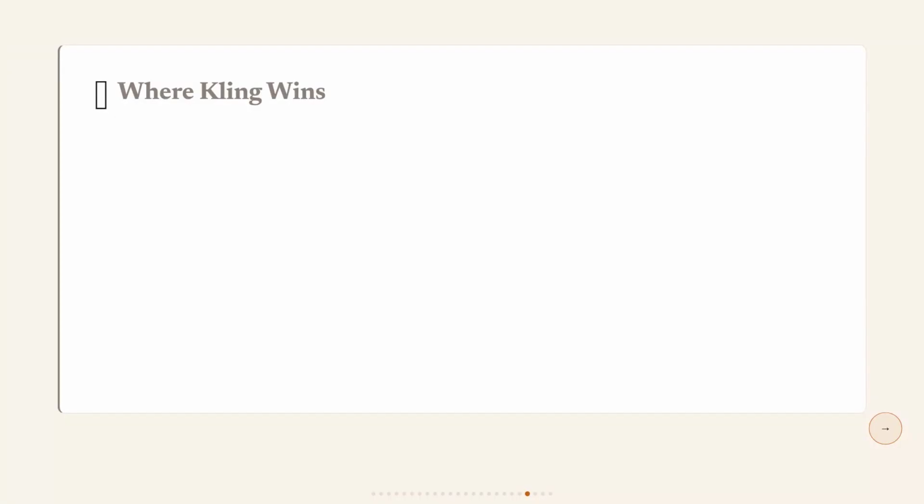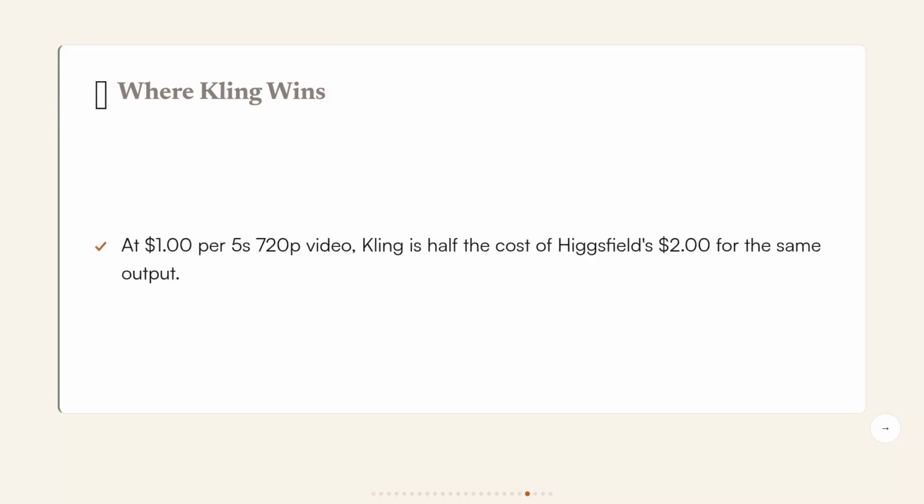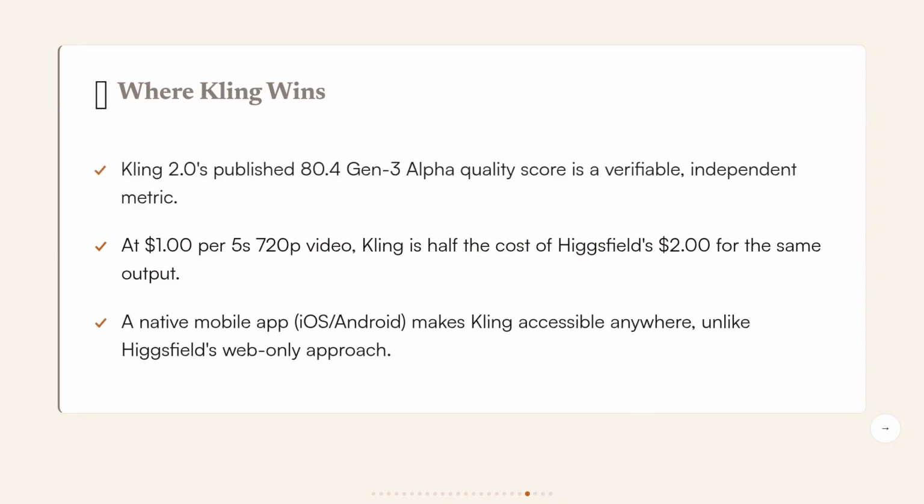And where does Kling beat Higgsfield? 4 clear things. A verified quality score of 80.4 on Artificial Analysis. $1 per 5-second 720p clip via API versus $2 on Higgsfield. Roughly 4.7 times more credits per dollar at the entry tier, plus a free tier with 66 credits a month. And it's on iOS and Android.